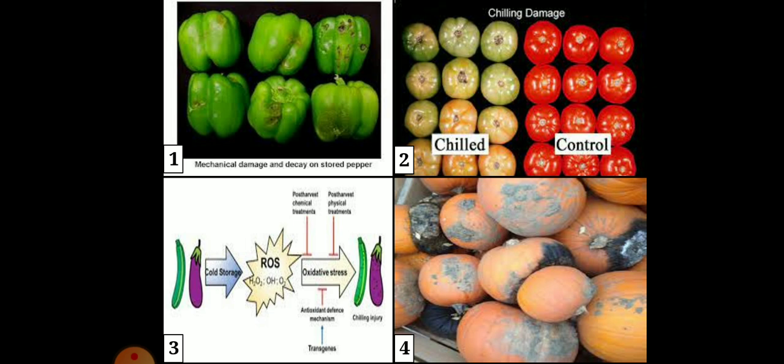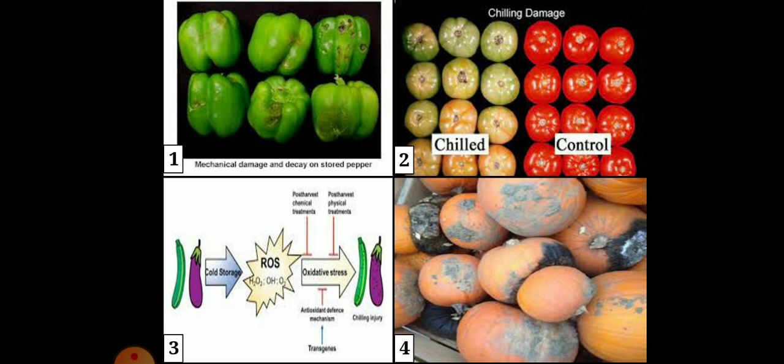So in this slide, the first image shows mechanical damage on the stored paper. We have here a California paper that was being stored for a long time, and you can observe some injuries that occur during storage. So this is due to low temperature.